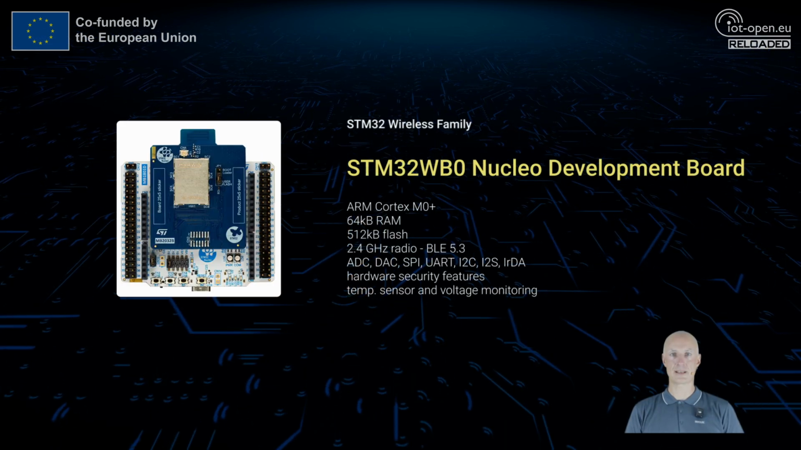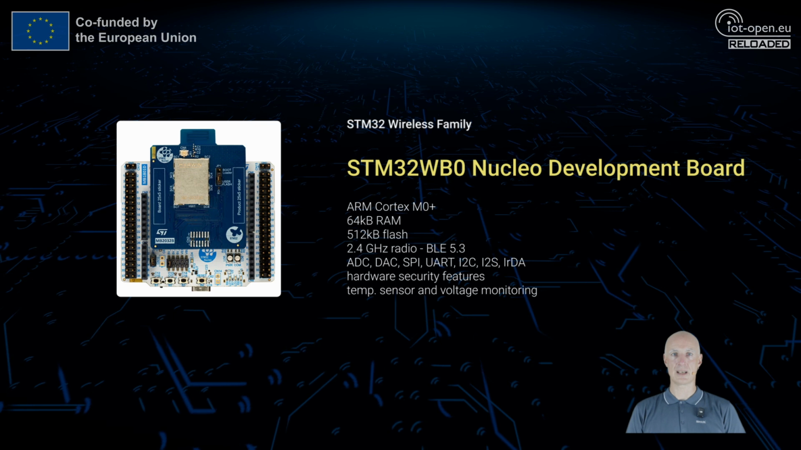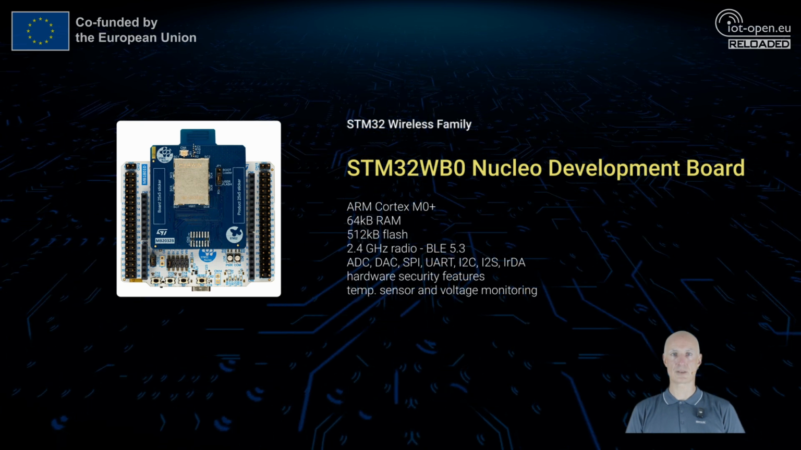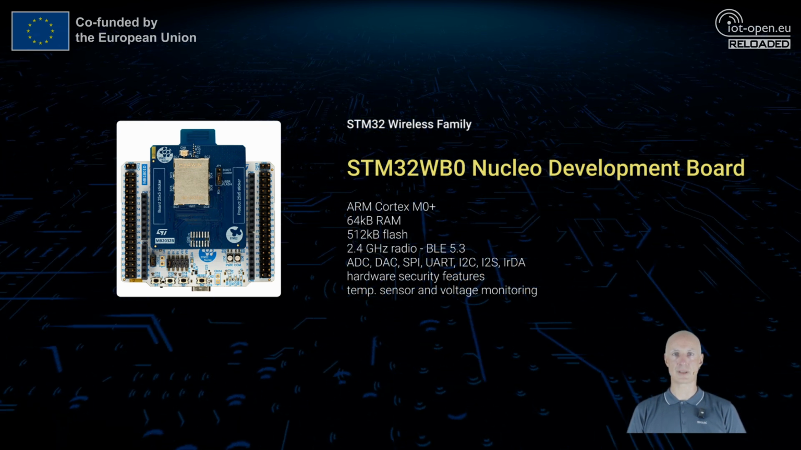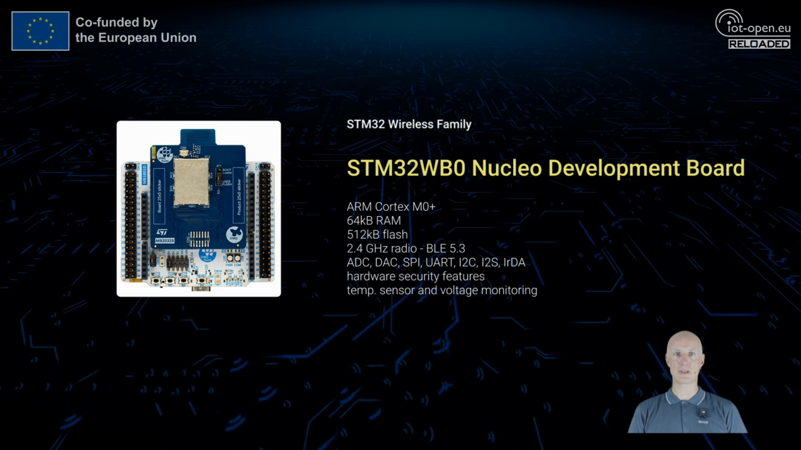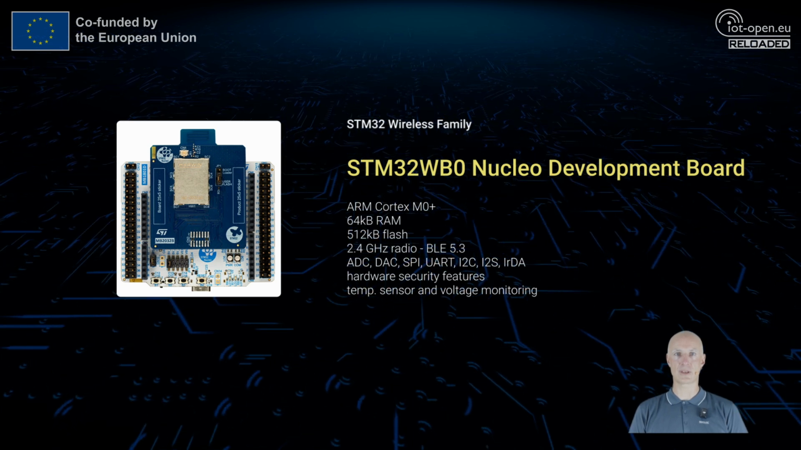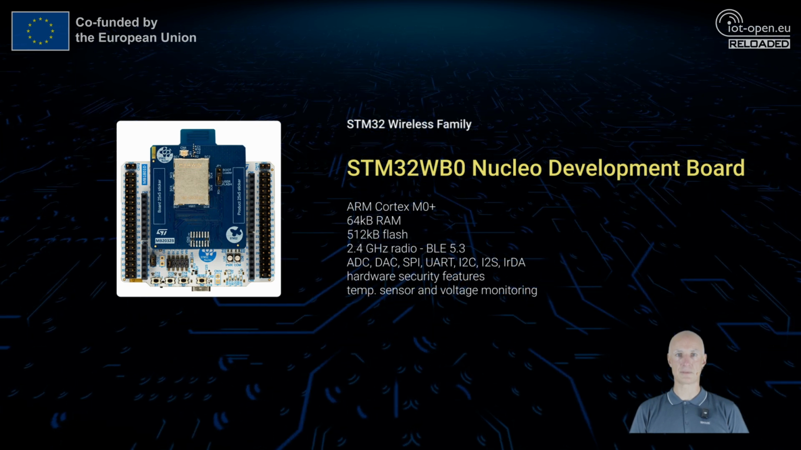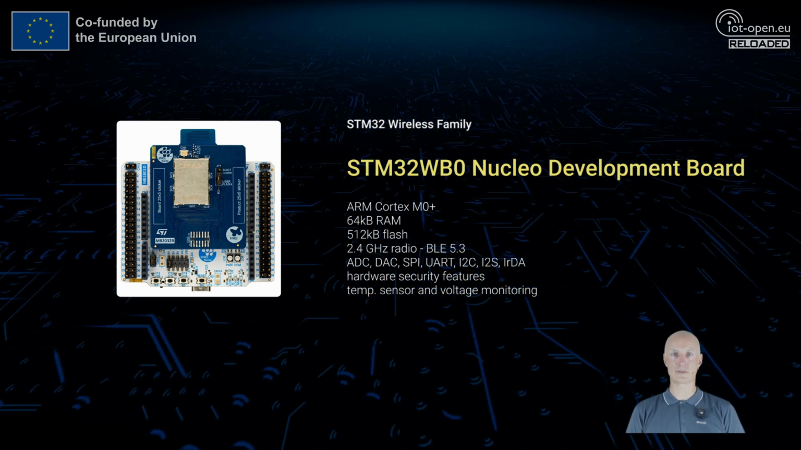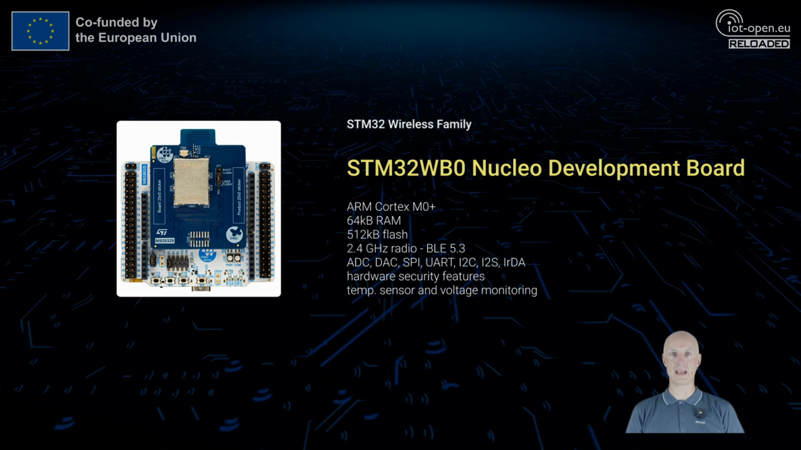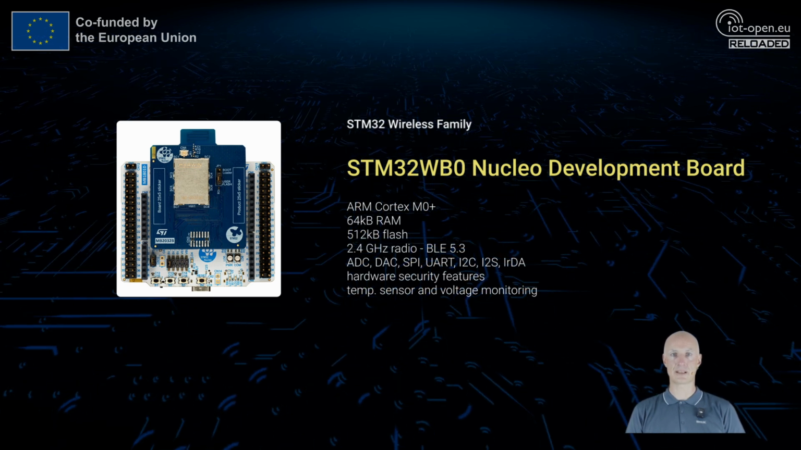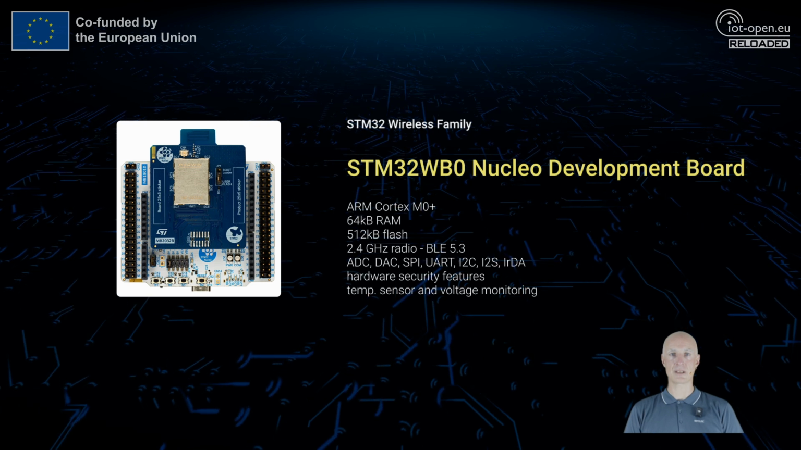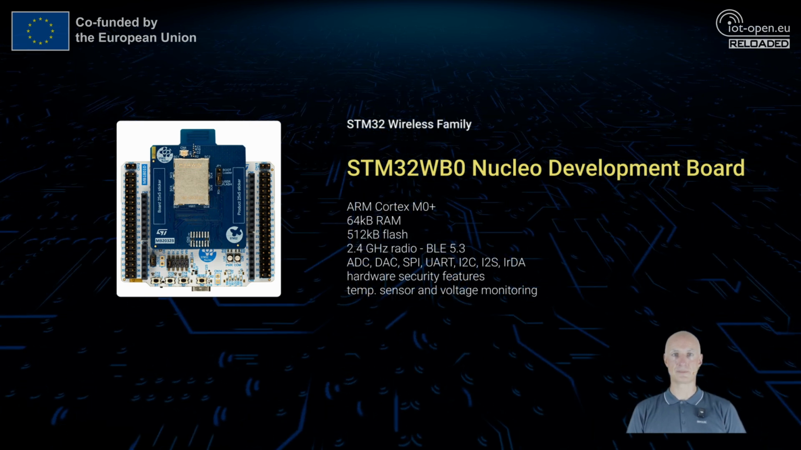The low-power STM32 W0 is an ARM M0 Plus Cortex-based device with 64 KB of RAM, 512 KB of flash, and a 2.4 GHz radio that can implement Bluetooth Low Energy 5.3. It has one analog-to-digital converter and one digital-to-analog converter, SPI, UART, including low-power version, I2C, I2S, and IRDA.